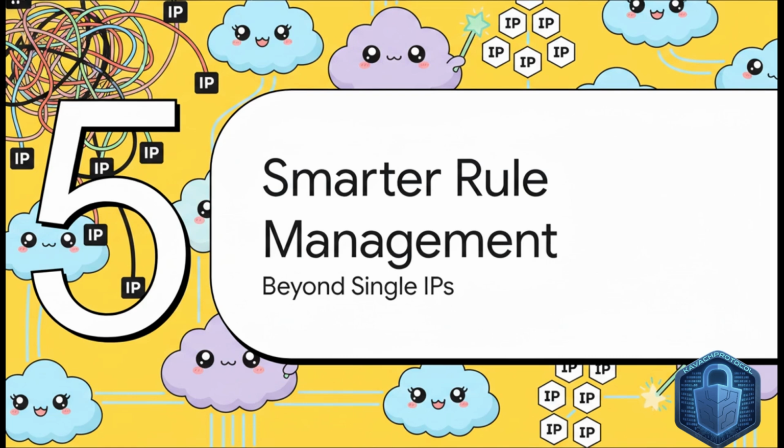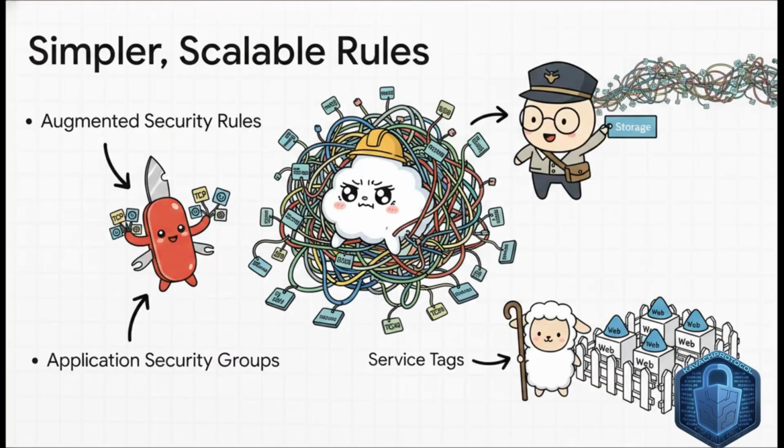Okay, so this all sounds great when you have a few VMs, but what happens when your cloud environment explodes in size? Well, trying to manage rules based on individual IP addresses becomes a total nightmare. It just doesn't scale. Thankfully, Azure has some powerful tools to help us manage rules in a much smarter way. So, let's talk about 3 awesome features that are going to make your life so much easier. Augmented security rules, service tags, and application security groups. Each one of these is designed to solve a specific problem with managing rules as you grow.